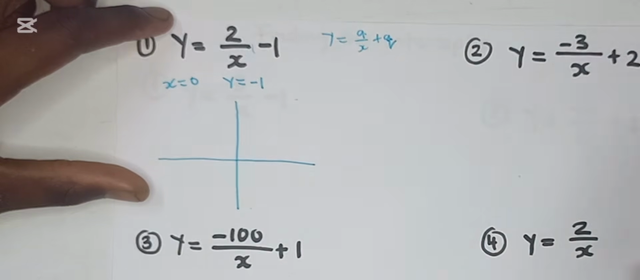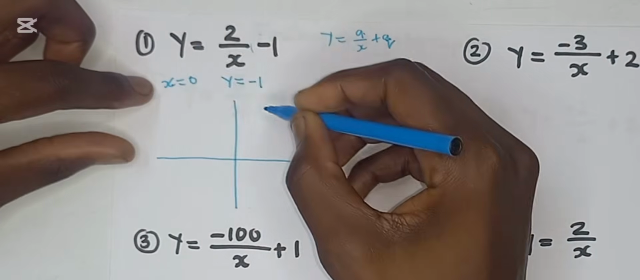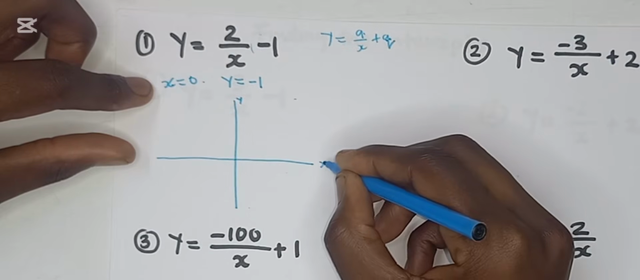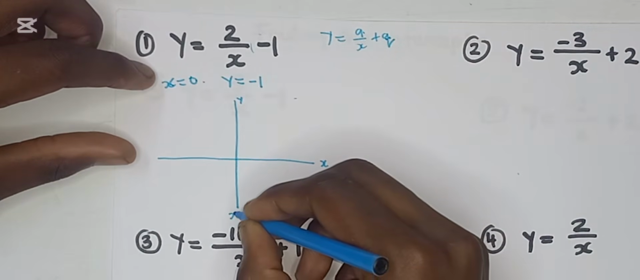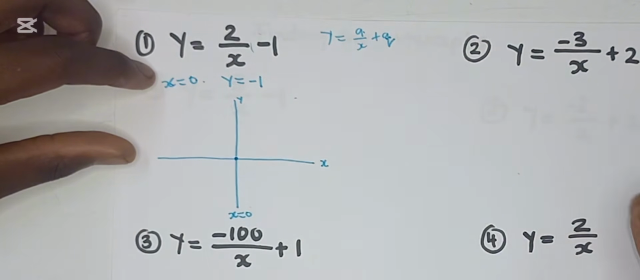So first thing, we're going to locate our asymptotes. What is our asymptote? The first one is x, which is equal to 0. Remember, this is the y-axis and this is the x-axis. So the equation where x is equal to 0 is here, because this is from the origin. So this is our first asymptote.